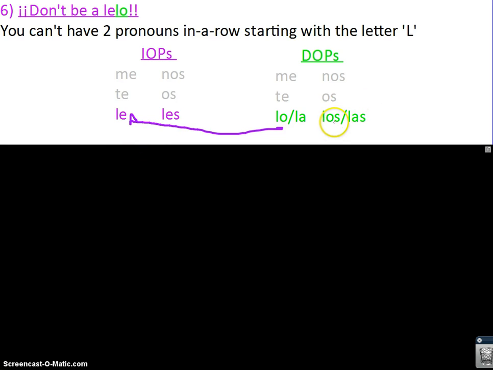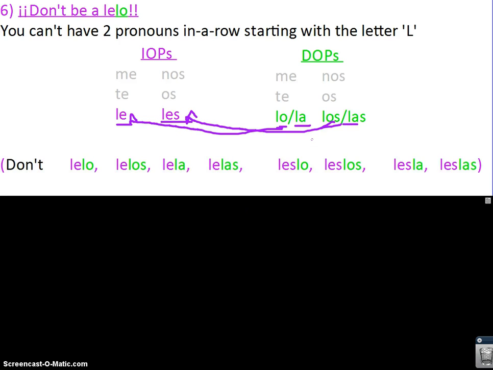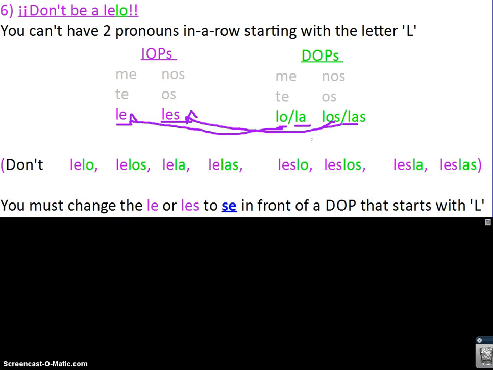Or someone is making them for you. We have to change it up because we can't have lay or lace going in front of lo, la, los, or las. So you can't end up with these combinations. So what do you do? You have to change the lay or lace to se in front of a direct object pronoun that starts with the letter L.